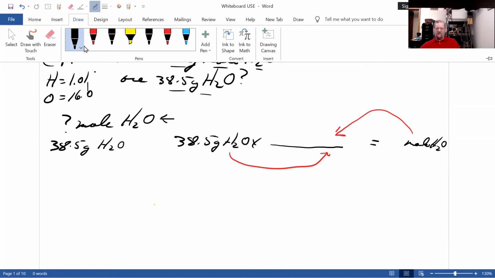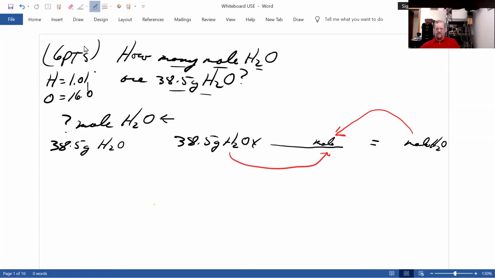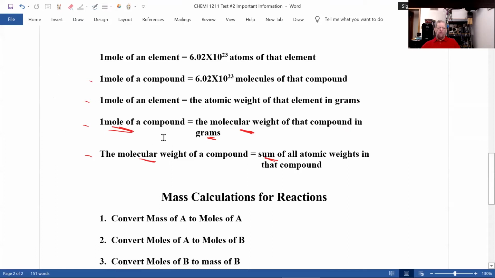And therefore, on top, I'll put moles of water. Underneath, I'll put grams of water. And where do we get the numbers that go in there? Well, if you look at important information, one mole of a compound equals the molecular weight of that compound in grams, and the molecular weight of the compound is the sum of all atomic weights in that compound.